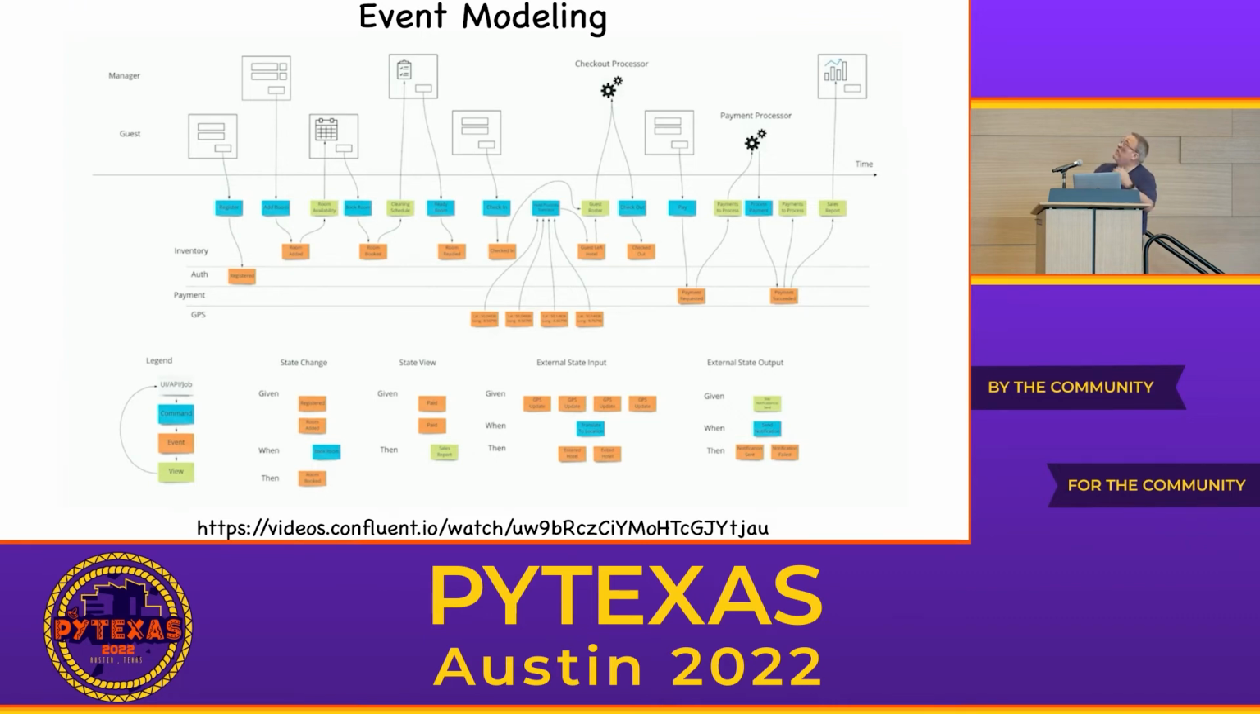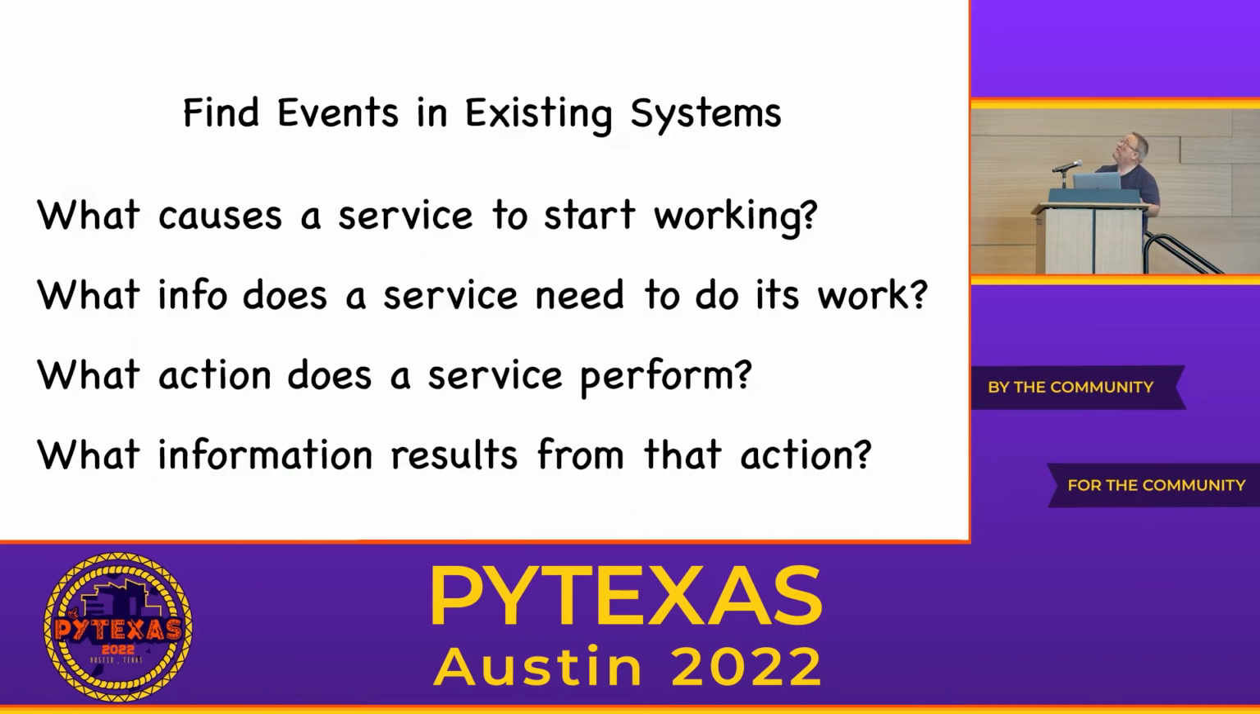And for existing systems, if you already have something in the works, you can still go through your system and find the events. And here's some tips for finding them. Think about what causes a service to start. Is it an API call or something else that triggers it to do something? Usually it's an API call.